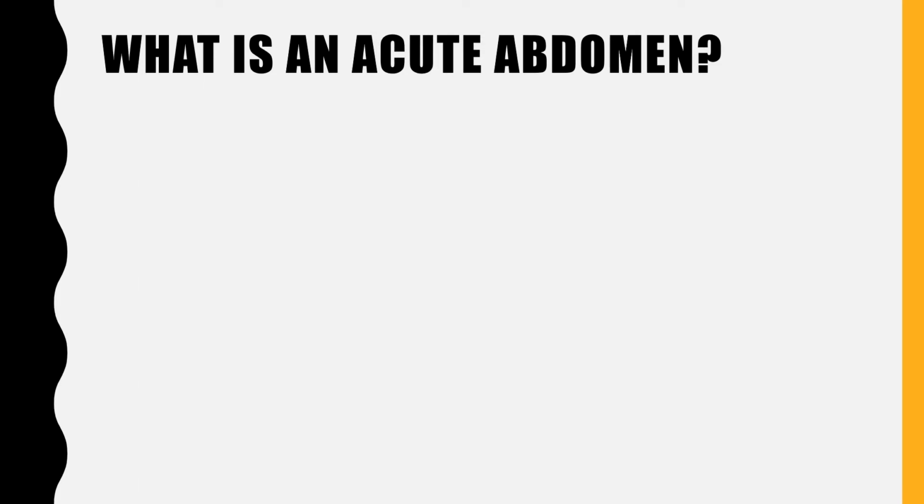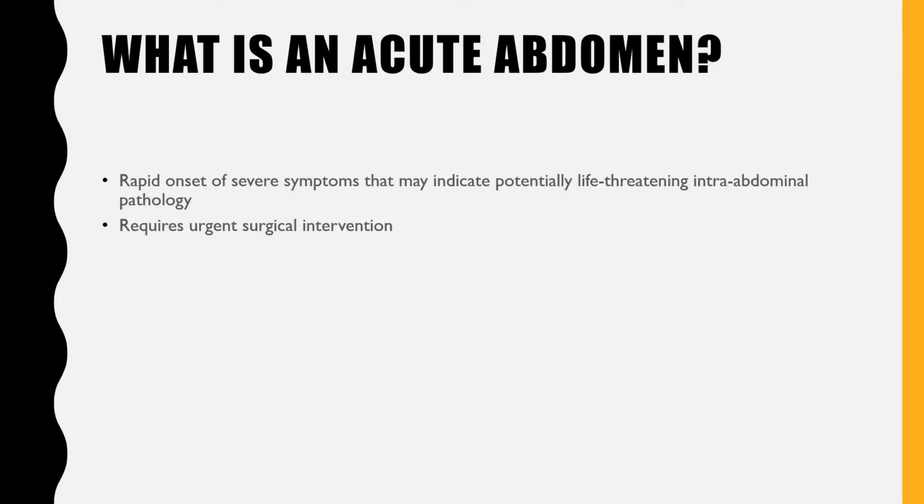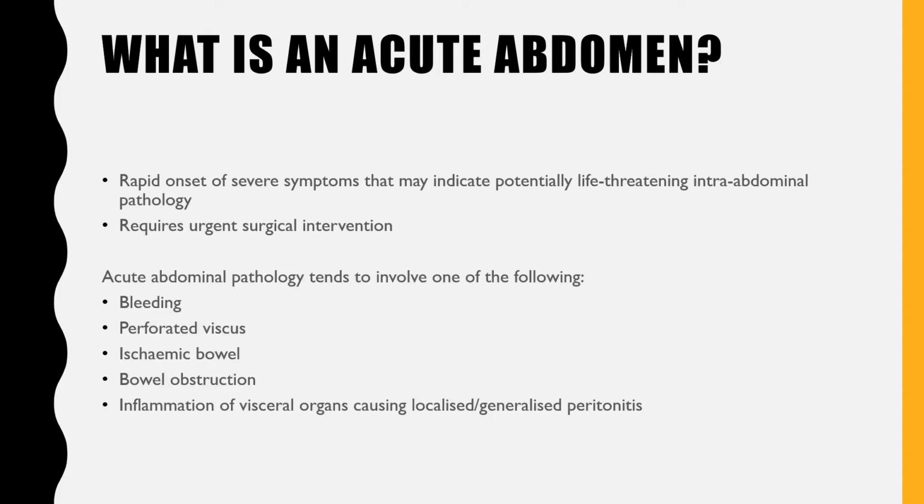To begin with, what do we mean by the term acute abdomen? This refers to a rapid onset of severe symptoms that may indicate potentially life-threatening intra-abdominal pathology and requires urgent surgical intervention. Some examples of the kind of things that may cause an acute abdomen are bleeding, for example, from a ruptured aortic aneurysm or from an aortic dissection within the abdominal cavity.